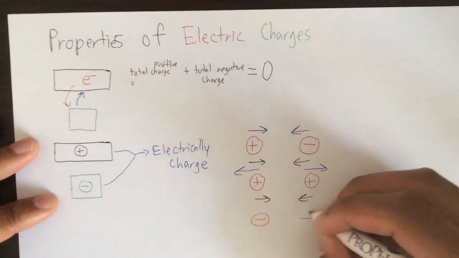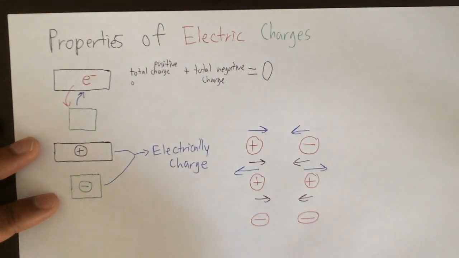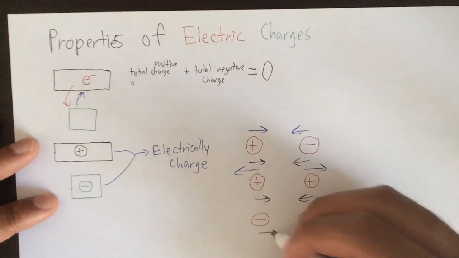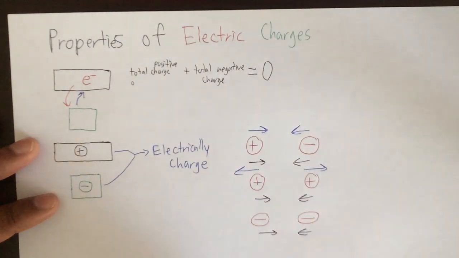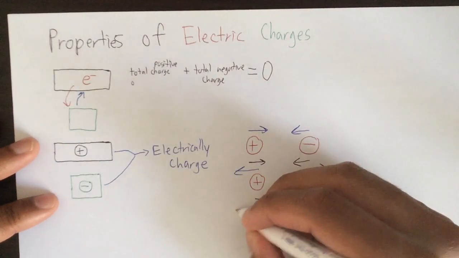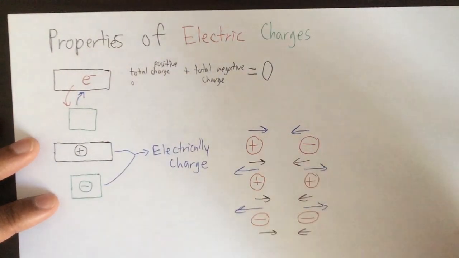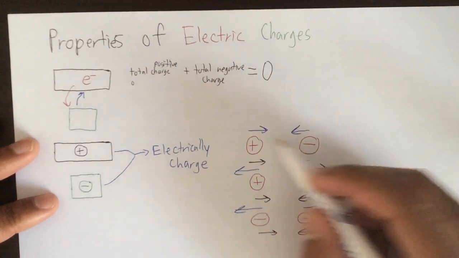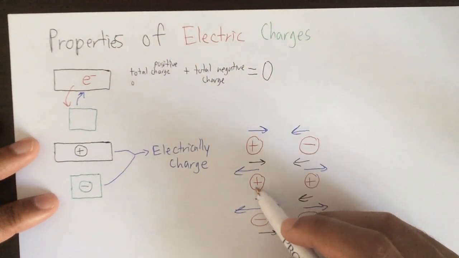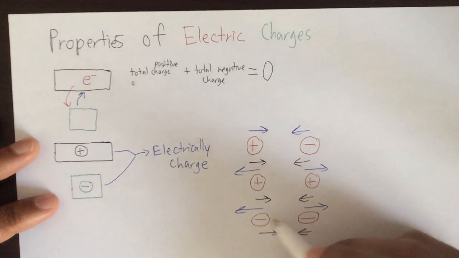And this same observation also occurs when you bring two negative charges together. They will also repel each other. So the second property we're going to talk about is that opposites attract and the same repels.